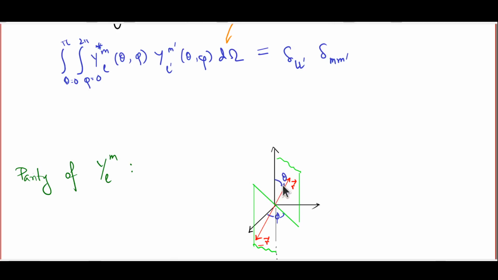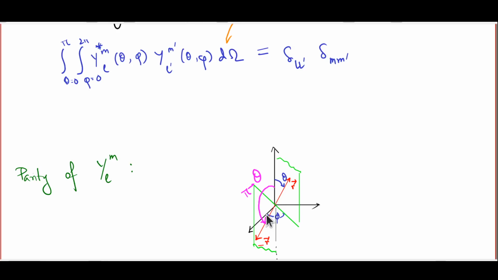So theta, remember, is the angle by which you have to tilt the z-axis to go through your vector. Here, the angle through which you have to tilt the z-axis to go through minus r is this angle, which is pi minus theta. So theta gets replaced by pi minus theta under parity.